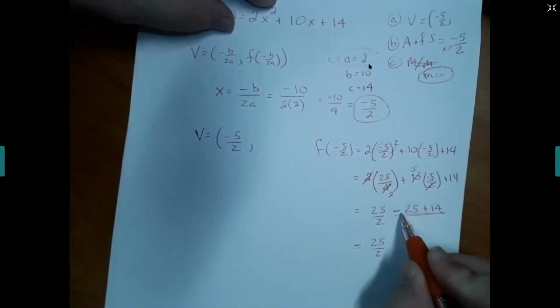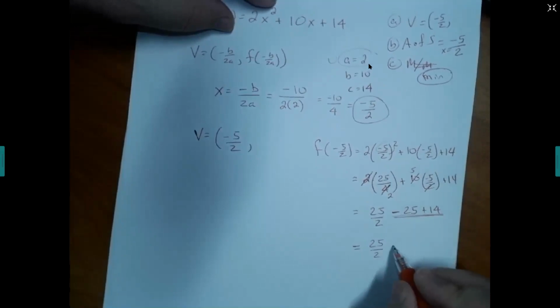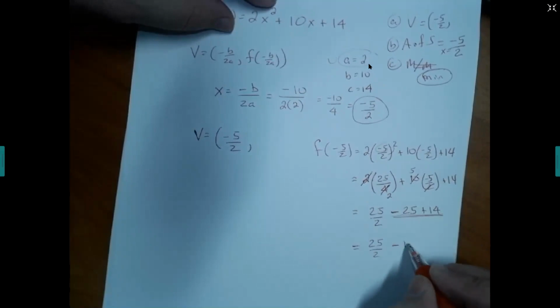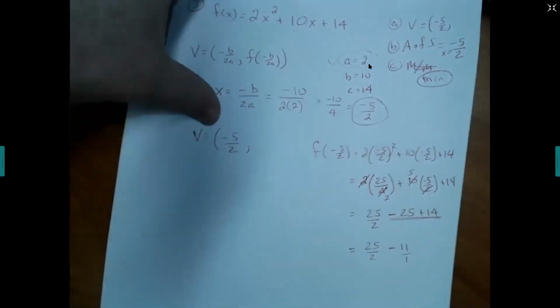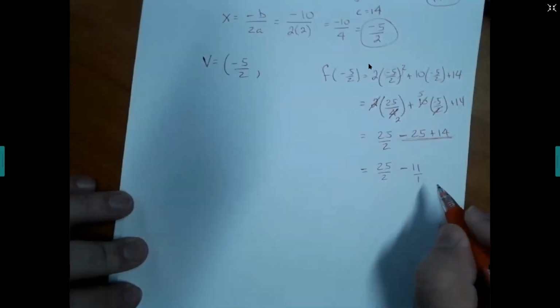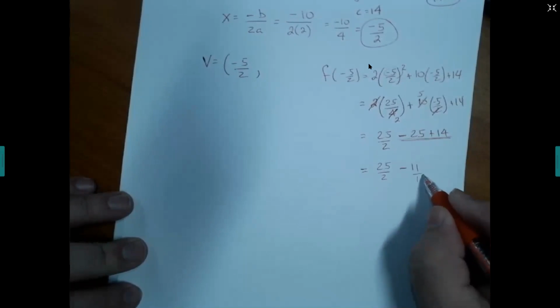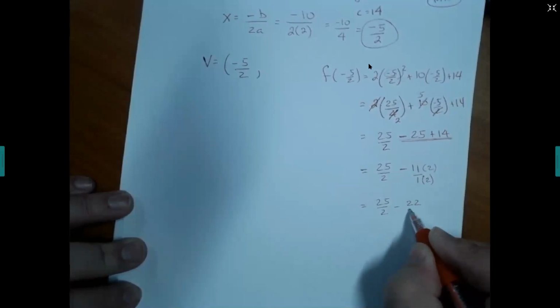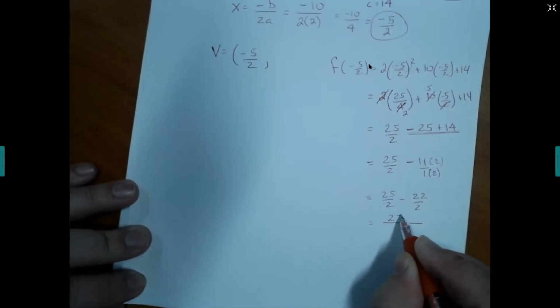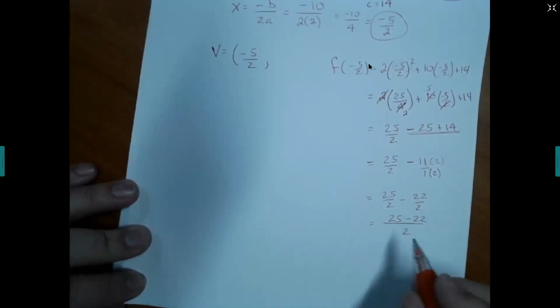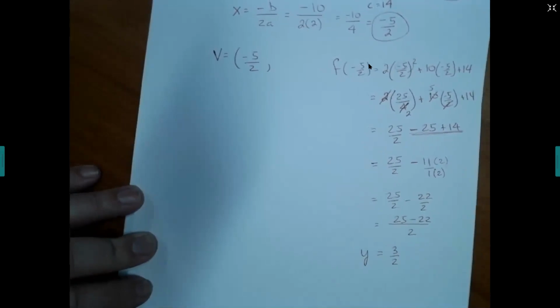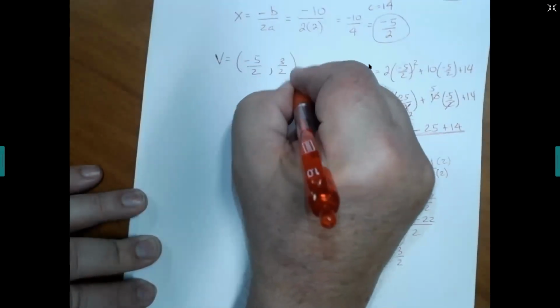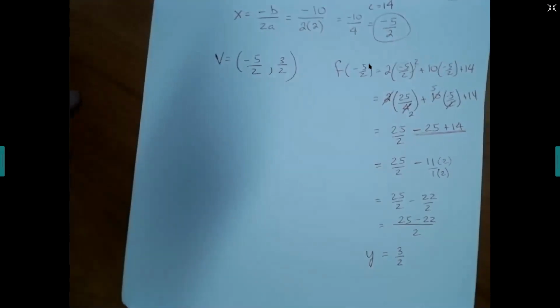Let's go ahead and combine these two. Negative 25 plus 14. 25 is bigger, so it's negative. 25 minus 14 is 11 over 1. The LCD is what? 2. So we have to multiply the bottom by 2 and the top by 2. 22 over 2. Just work the top now. Once you get a common denominator, the rest is straightforward. 25 minus 22 is 3. And there's the vertex.